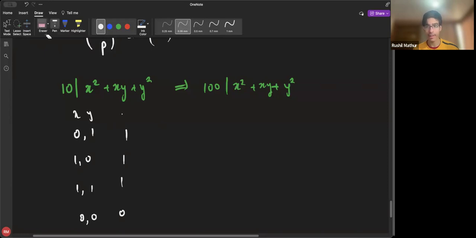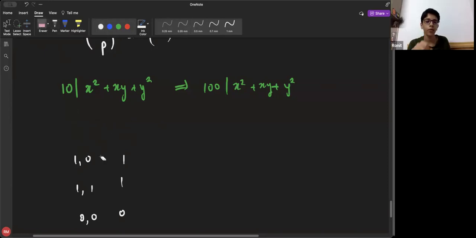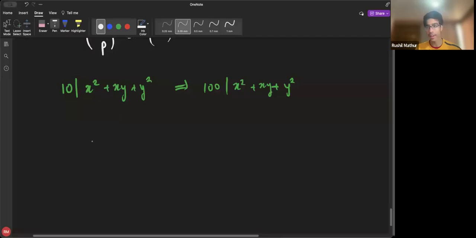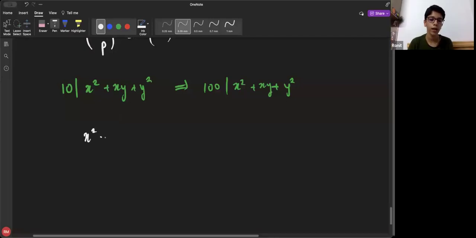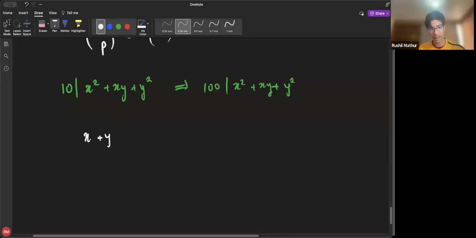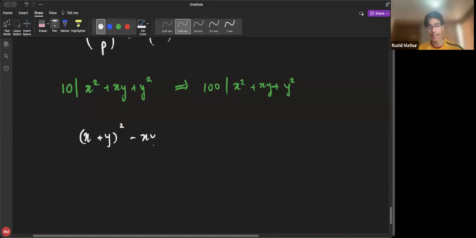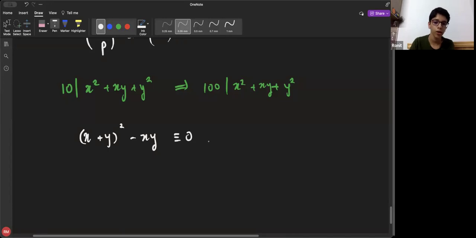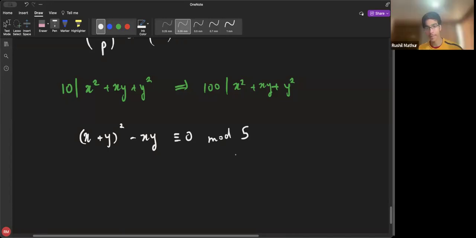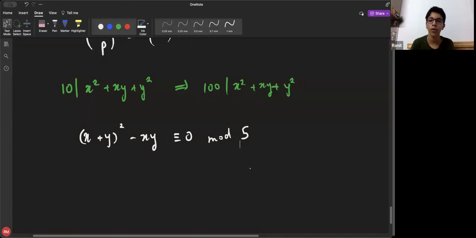Someone raised their hand. Go ahead. We could also do the same thing for 5, but for x square plus xy plus y square, if it's congruent to 0 mod 5, then x plus y square must be congruent to xy mod 5 too. Since x plus y whole square is x square plus 2xy plus y square, this would be congruent to 0. So then we have only a limited option for xy mod 5.